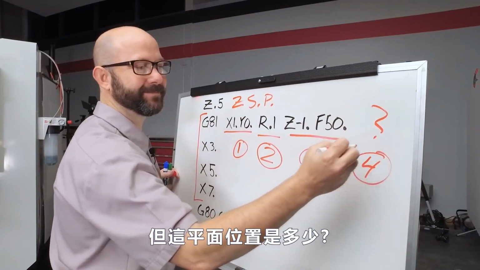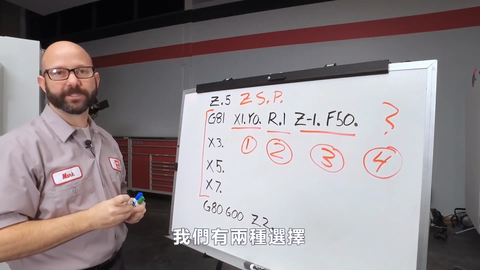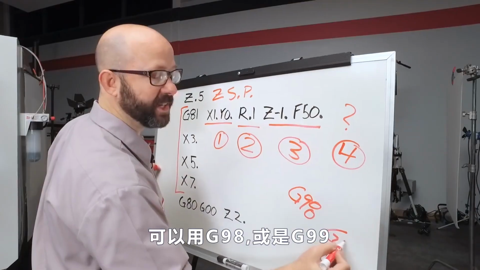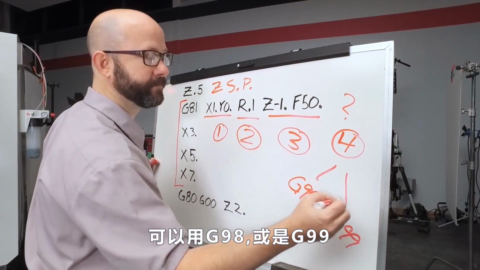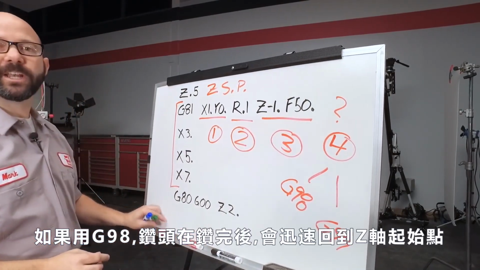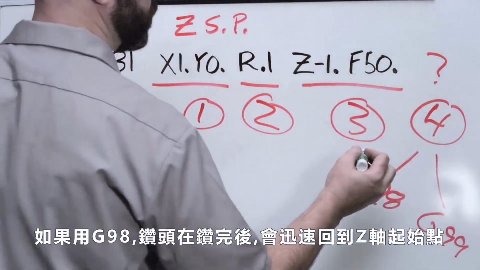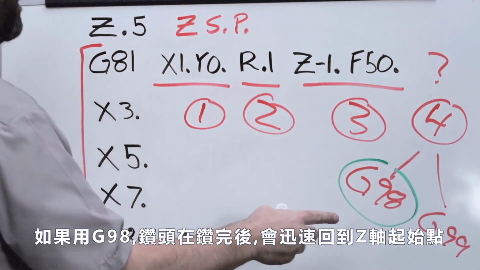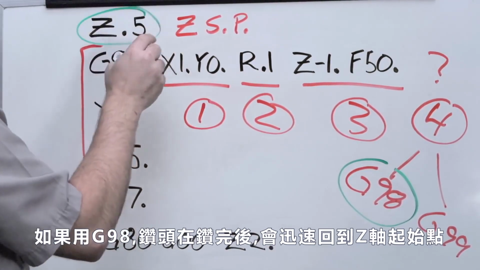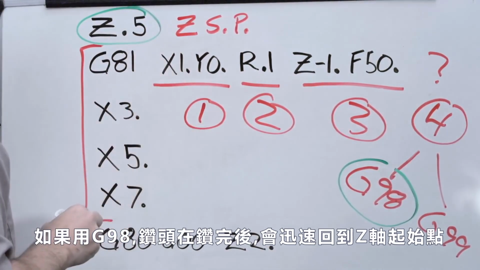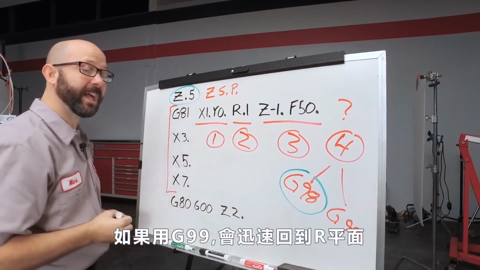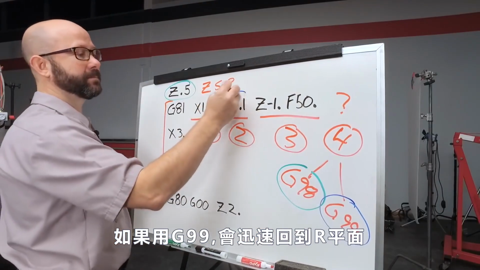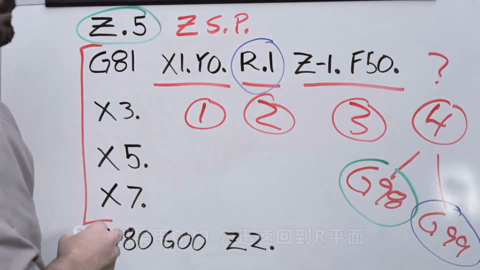But where is this? Well, we have 2 options. We can either use a G98 or a G99. Now, if we use a G98, the tool, after it's done drilling the hole, is going to rapid back up to that Z starting position that we talked about earlier. If we use a G99, that tool is going to rapid back to our R plane.